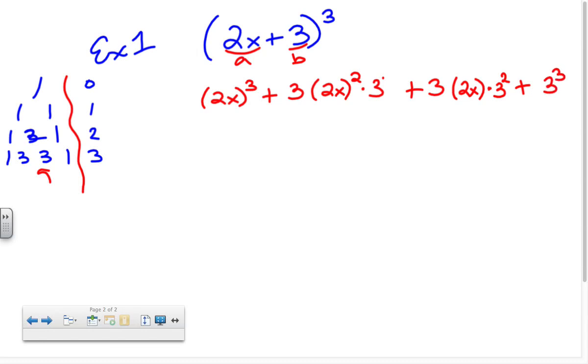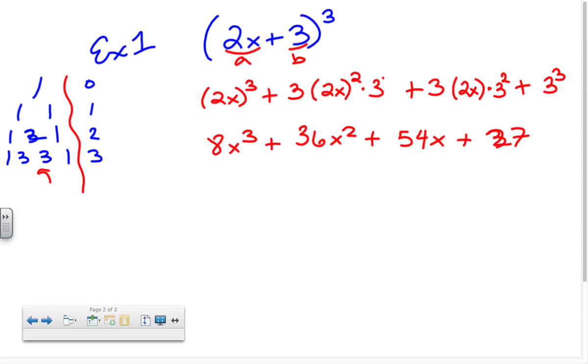Now, I would like you to simplify. When we get into the binomial theorem, you don't have to simplify because they're much bigger, but with binomial expansion, we will. So 2x to the third is 8x to the third, plus, now if I simplify 3 times 3 times 2 squared, it's 36x squared. Okay, and again here, 3 times 9 times 2 is 54x plus 3 to the third, which is 27.